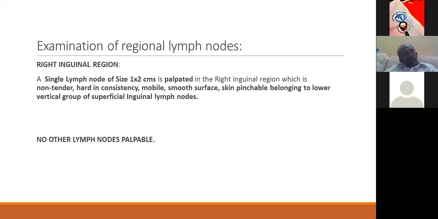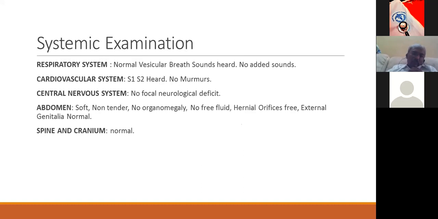Examination of the regional lymph nodes, the inguinal nodes. On the right inguinal region, a single lymph node of size 1 cross 2 centimeter is palpated, which is non-tender, hard in consistency, mobile, with a smooth surface, and the skin is pinchable. It belongs to the lower vertical group of superficial inguinal lymph nodes. On the left side of the inguinal region, the lymph nodes are not palpable, and no other lymph nodes are palpable.